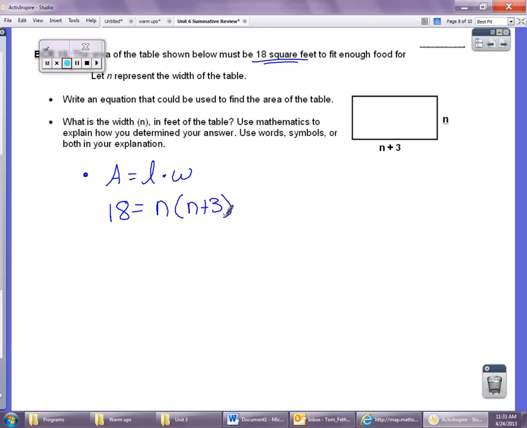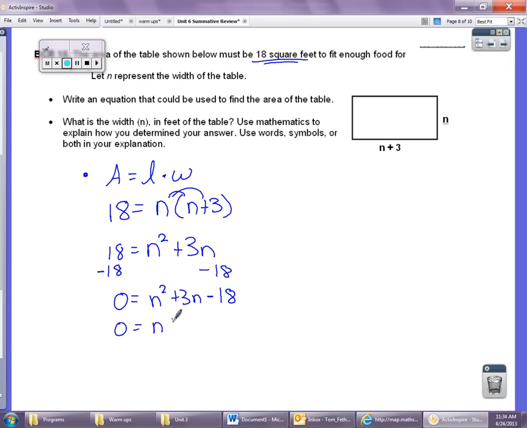And now we wrote the equation. Then it says, what is the width? So we have to solve this. To solve it, the first step is to distribute. So I have n squared plus 3n. Then I subtract 18 from both sides. So now 0 equals n squared plus 3n minus 18. Now I want factors of negative 18 that give me negative 3. Well, I have n plus 6, n minus 3.